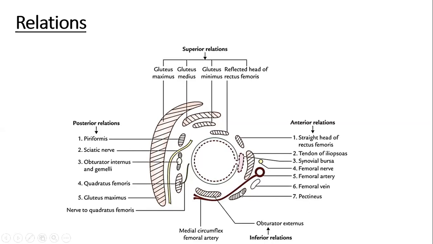Pectineus, here we have the pectineus muscle. Pectineus is more medially located in contrast to the iliopsoas muscle, which is located laterally. So pectineus is the muscle that separates the capsule of the hip joint from the femoral vein.